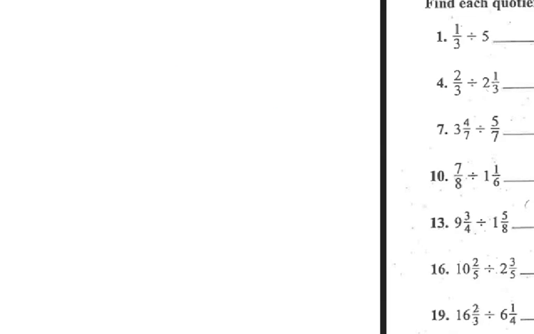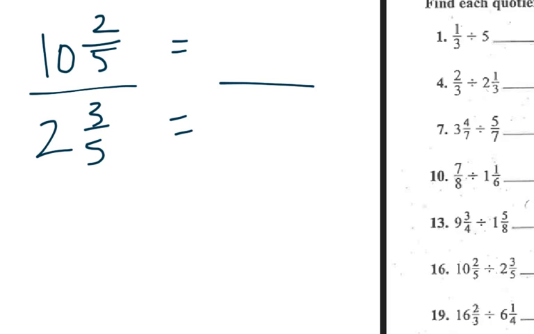Alright, so try 16 by yourself, and then play the video. Both of these fractions needed to be changed. You cannot divide mixed numbers. Nobody can. They needed to be changed into improper fractions. To change a mixed number into an improper fraction, the 5s will not change, so you should have had 5s as your denominators. Then 2 times 5 is 10, plus 3 is 13. And then 5 times 10 is 50, plus 2 is 52. So your new fraction is 52 over 5 divided by 13 over 5.